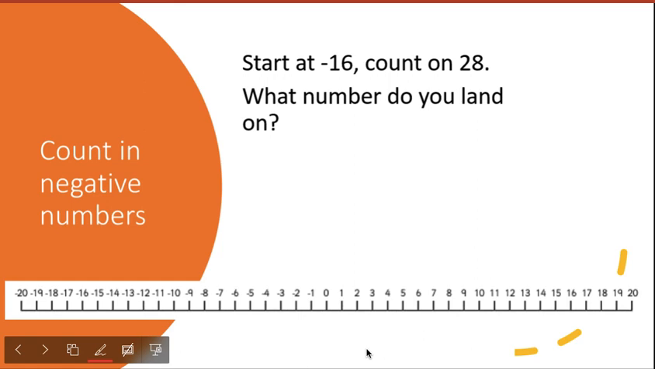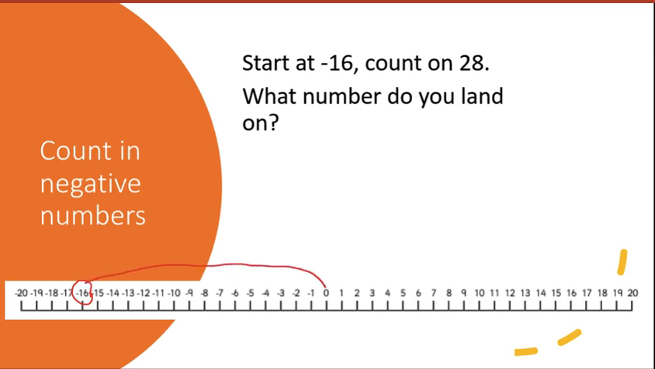Okay, you should have your answer by now. Let's work it out together. If we start on -16, it's just there, and I want to count on, so I want to add on 28. Well, first of all, I can count on 16 in one big jump. Already counted on 16. And if I count on another 4, I know I've counted on 20. Now I need to count on another 8. 20, 21, 22, 23, 24, 25, 26, 27, 28. And I've landed on the number 12.